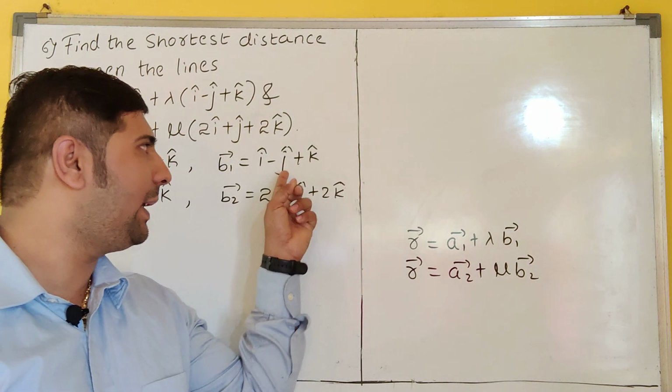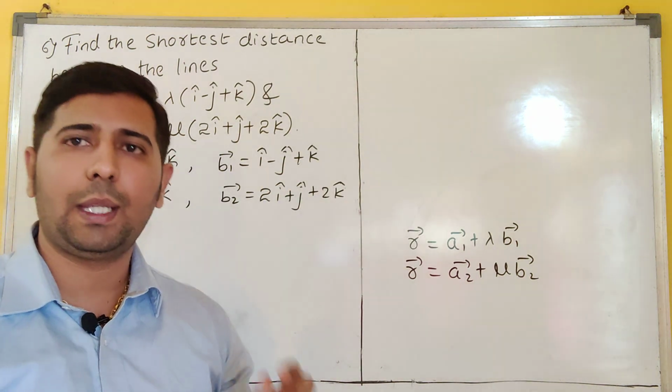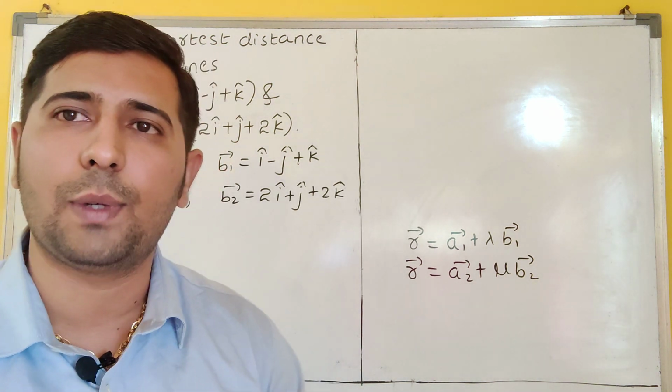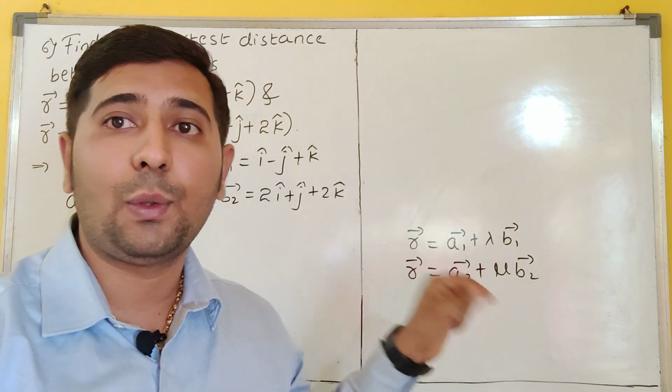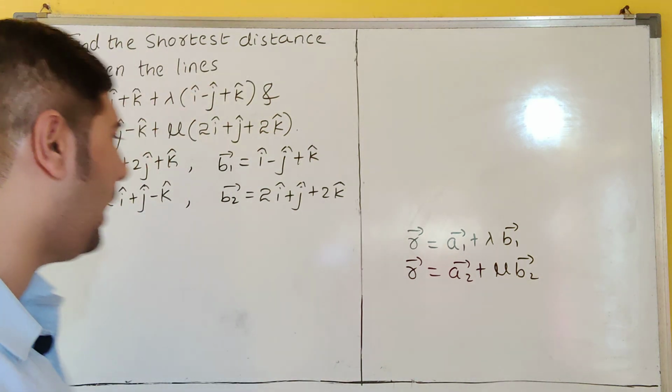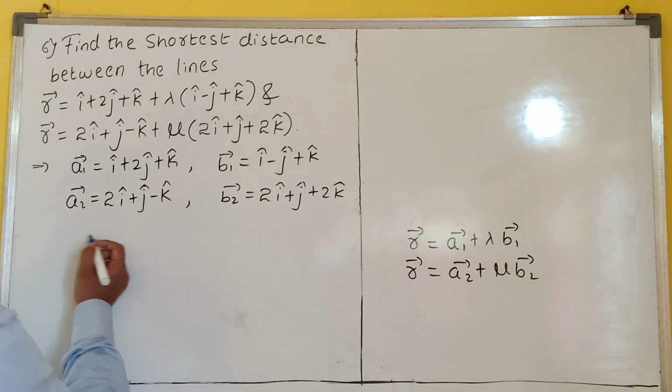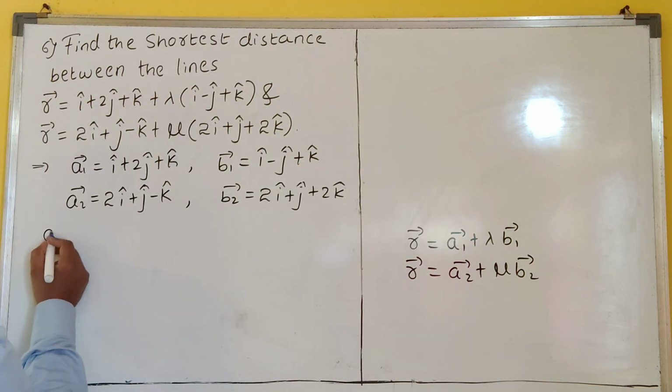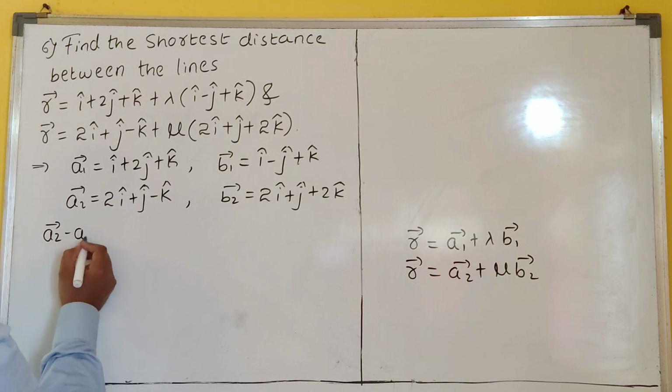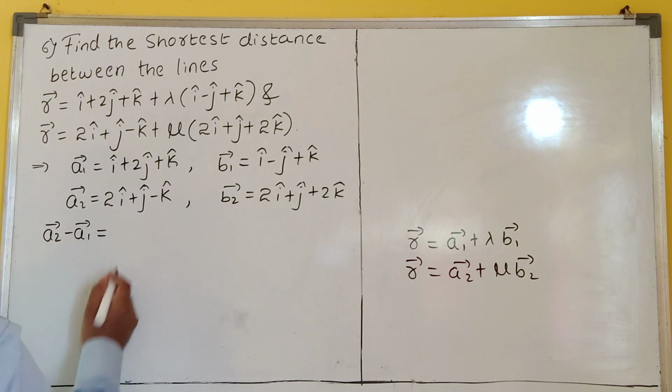So now b1 and b2 are different. When b1 and b2 are different, dear students, these are what? Skew lines. For skew lines we have a formula. So before that, a2 minus a1 also we can find, because this is required for us.